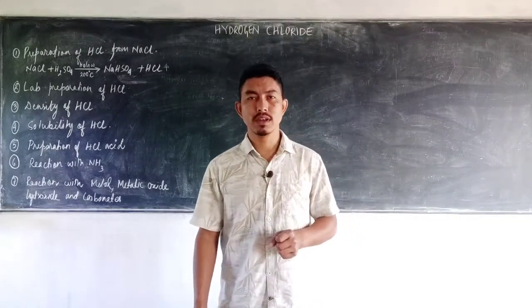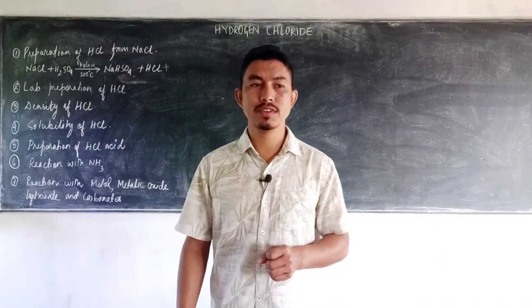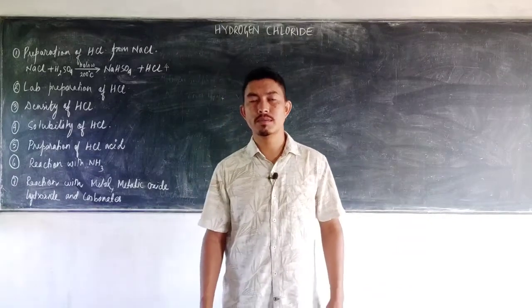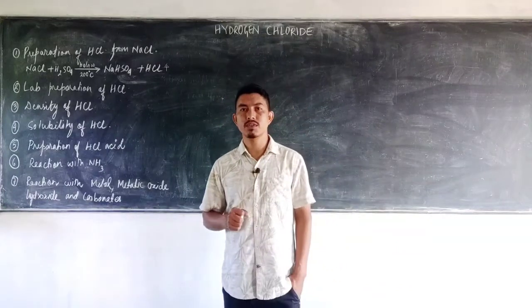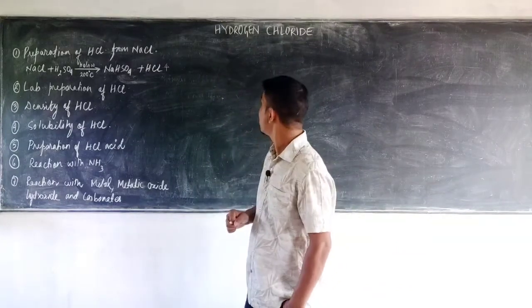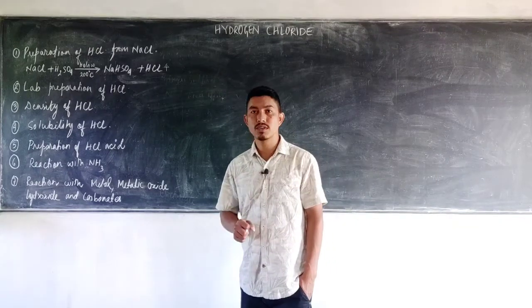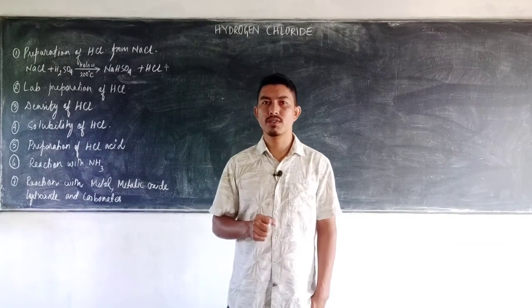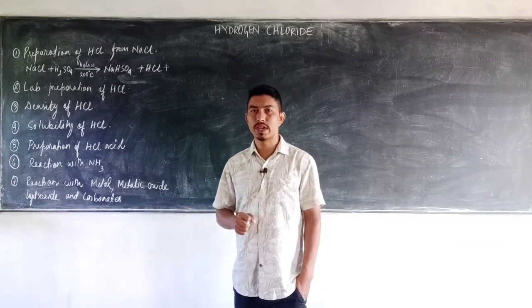So now the last remaining chapters of your chemistry syllabus are the 4 chapters. Starting from chapter 8 to chapter 11 we have the study of 4 different kinds of compound. Chapter 8 is hydrogen chloride. Then we have ammonia, then we will be studying about nitric acid, and finally we will be learning about sulfuric acid.